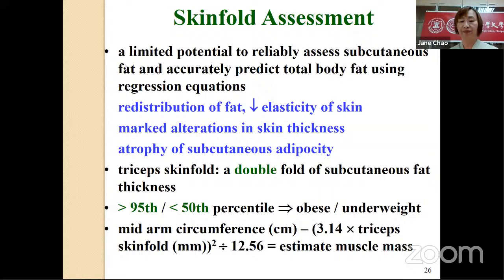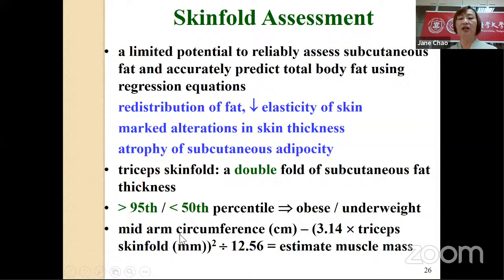If you use skin fold assessment and the data is greater than the 95th percentile or less than the 50th percentile, that means you probably have obesity or underweight. You have to have a dietitian consultation.